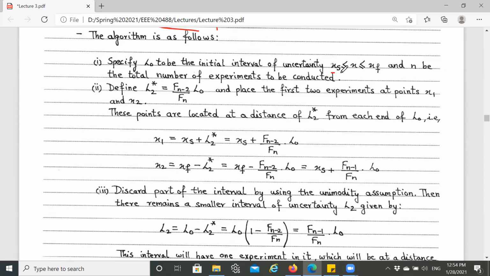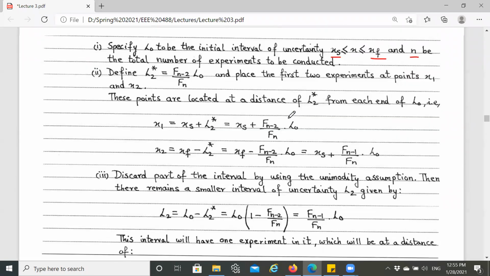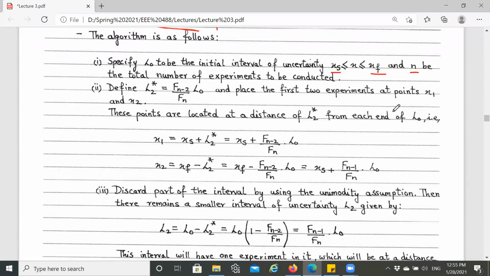Again, we are given some interval xs and xf, and we want to find some interval within this, which is a good interval to start off with. I'm giving you that you can conduct only n number of experiments. That means you have to find the nth Fibonacci value, and I'm telling you what n is. So you know L0, which is xf minus xs. You calculate L2 star, which is F of n minus 2 divided by F of n times L0. Given this, we now know L2 star.